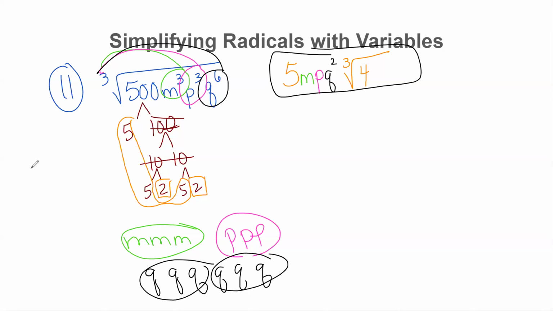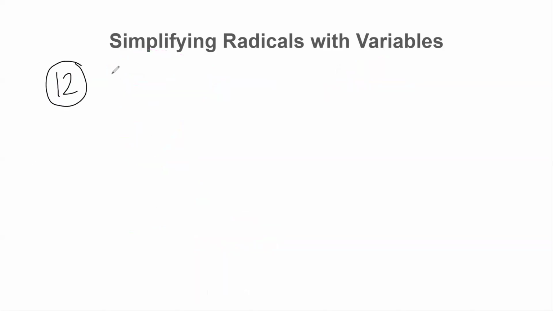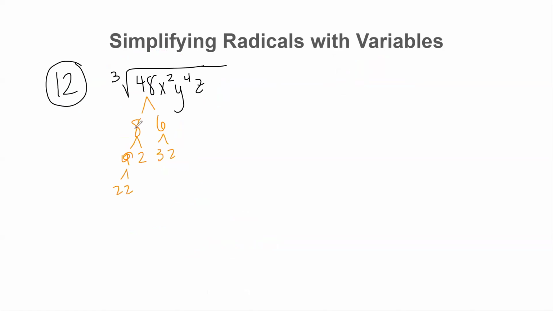And number 12. Cube root 48 x squared y to the 4th z. 48 from our times tables is 8 times 6. And then just keep going. Only looking at the primes, looking for triplet. 2, 2, 2, I've got it. 2 on the outside. 3 times 2 would make 6 back in the cube root.